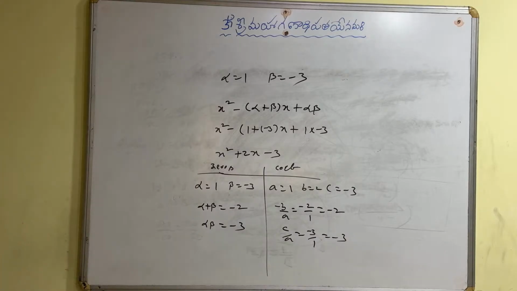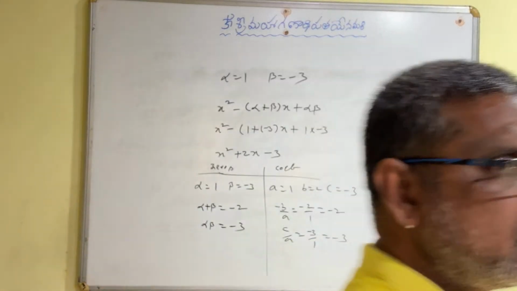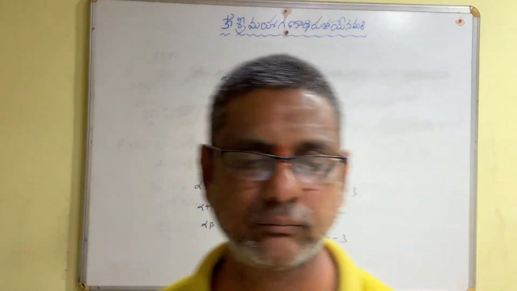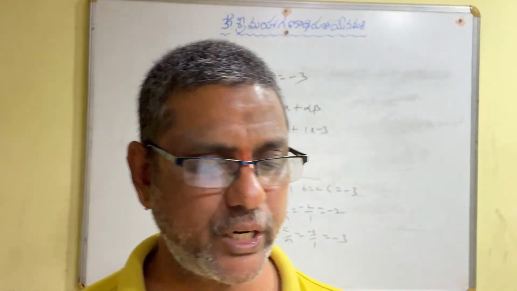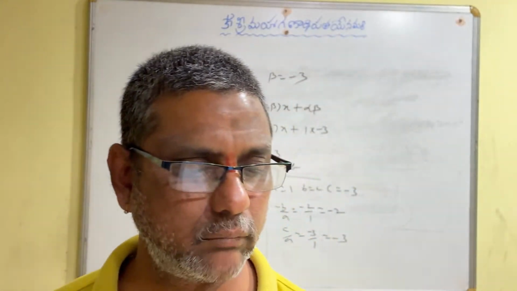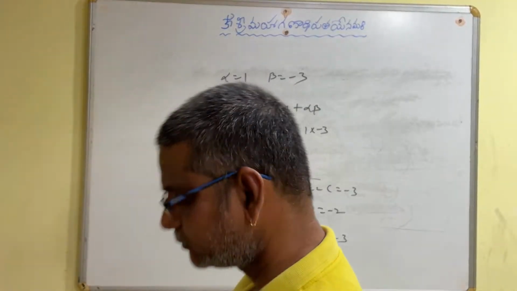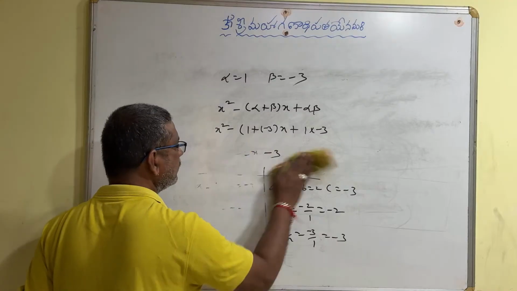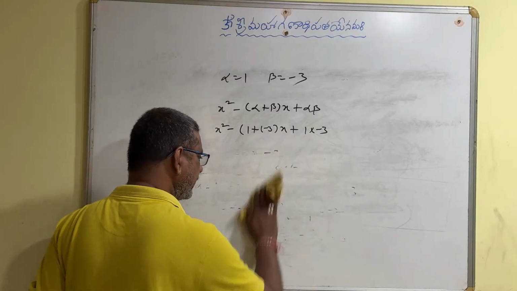So clearly we can observe that alpha plus beta is equal to minus b by a, which is minus 2, and alpha beta is equal to c by a, which is negative 3. Okay? Next question. Question number 29.